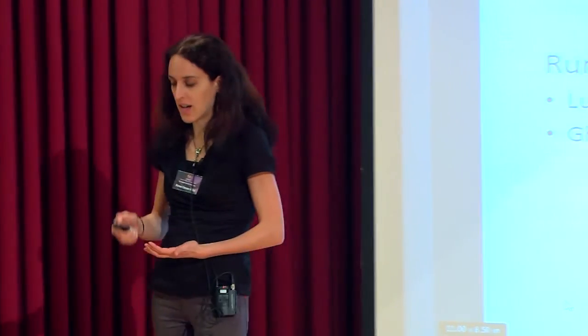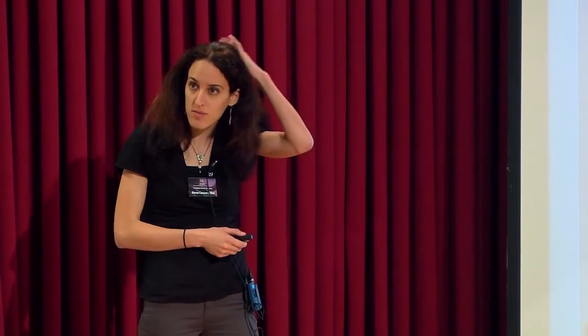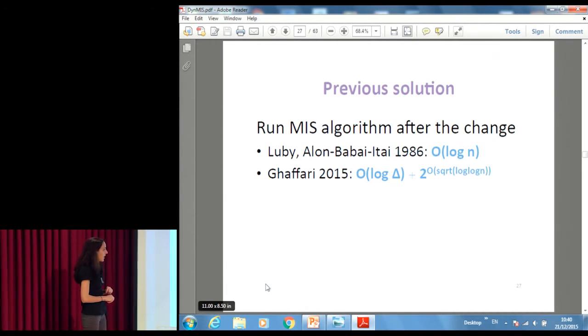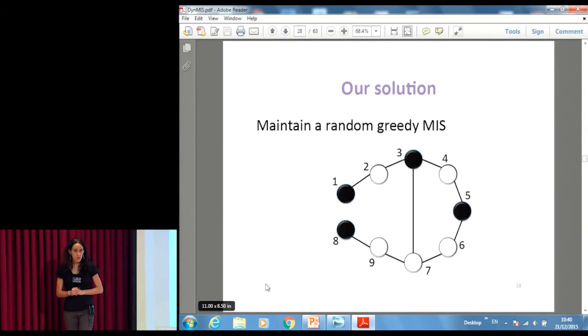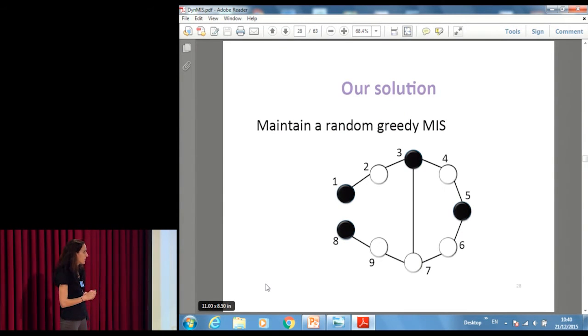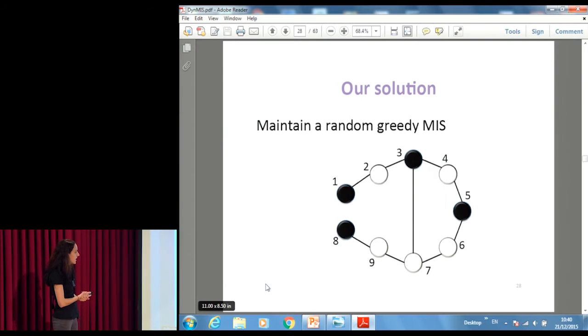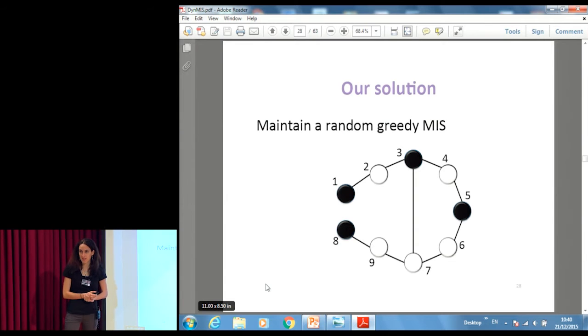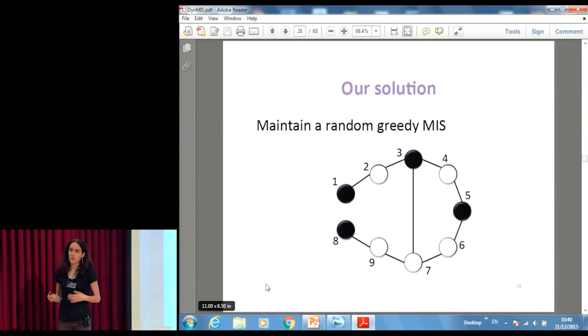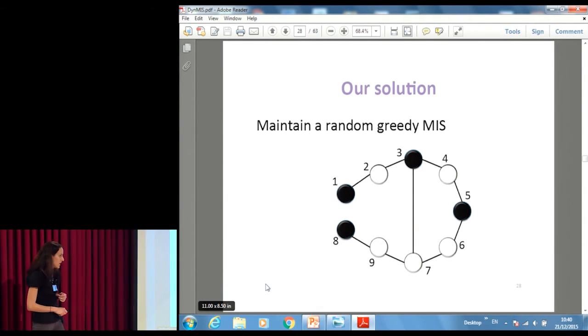It's pretty fast, right? It's logarithmic in the size of the graph. So it's pretty quick. And we don't have to do anything new. We have these nice algorithms. So that's a very good solution. However, we can do better. So our solution that I want to talk about today is it maintains a random greedy MIS. So let me explain what a random greedy MIS is and how we maintain it.